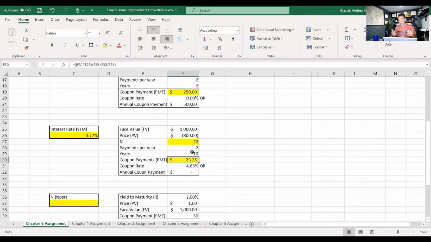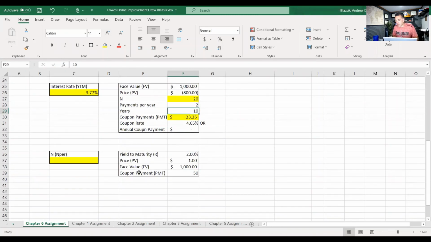And so does that make sense that if I paid $800 and I got $1,000 next year, I'm making pretty good money, making $200 in a year. But if I paid $800, I'm getting $1,000 back in 100 years. That's really not that good. So as it goes, if you extend it out, the interest rate will fall.